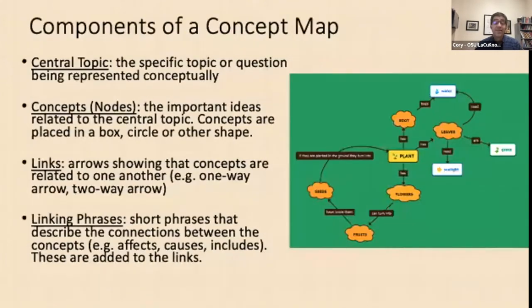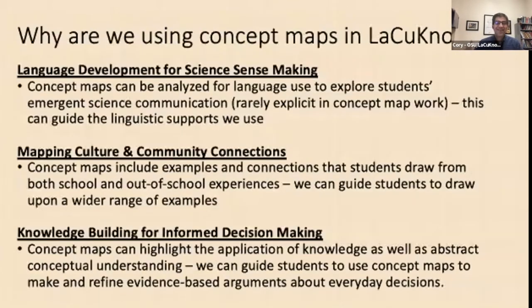Similarly, with our culture and community connections, I think concept maps have been used to look at the examples that students draw. When you do a concept map, it often starts with the more general and moves to more specific, and good concept maps often have, out towards the edges, concrete examples. What does this actually look like in real life?